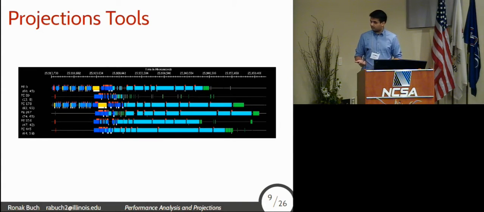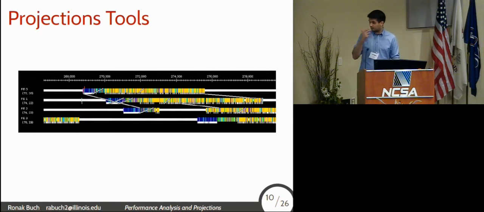One other thing that we can do in this that's very useful is trace messages. This is another timeline view for a different application. There are a bunch of white lines going from these little white ticks, which are message sends, to different entry method executions. What this lets you do is find things like the critical path in your application.